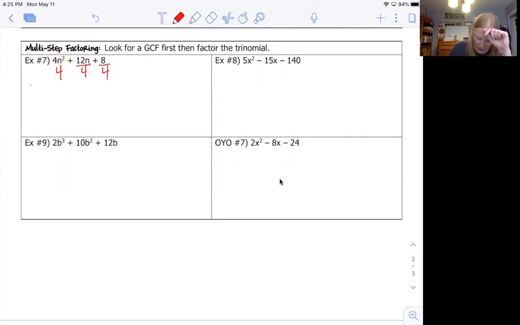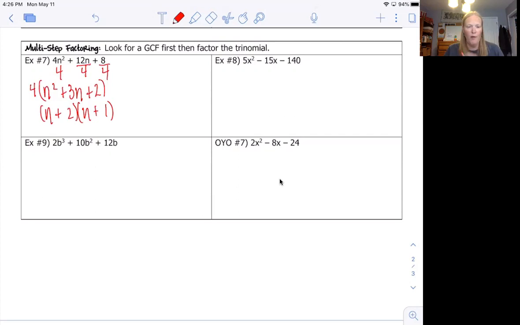When I rewrite it, I get 4 parentheses n squared plus 3n plus 2. Okay, now I have a new C. My C is 2, and my B is 3. So the only factors of 2 are 1 and 2. Okay, so I get n squared, or I get an n, I get a 2, I get a 1, okay? C is positive, so they're gonna be the same, and B is a 3, so they're both plus. Okay, am I missing anything?